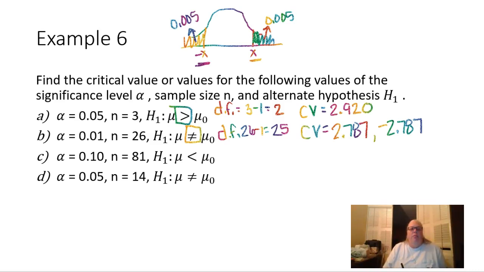Part C, alpha is equal to 0.1, n is equal to 81, and the alternate hypothesis is that mu is less than mu 0. This is a left-tailed test. The degrees of freedom will be 80.